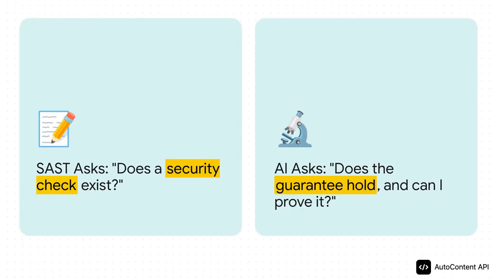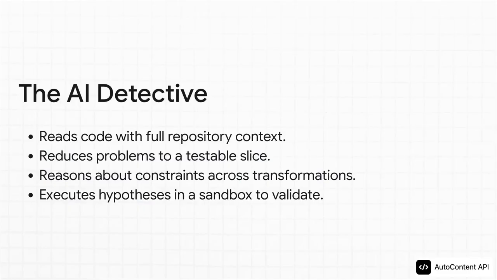But the new way, it asks something much, much deeper. Okay, the code claims to be secure. Can I prove that wrong? Can I actually break that guarantee? It's a huge shift from a checklist inspector to a skeptical detective. So how does this detective actually work?